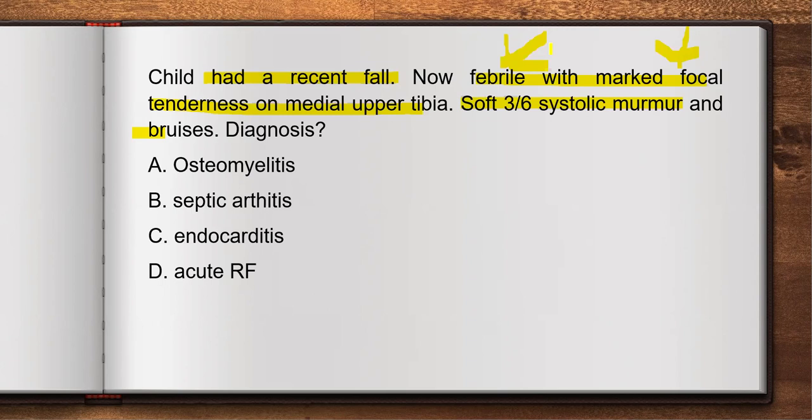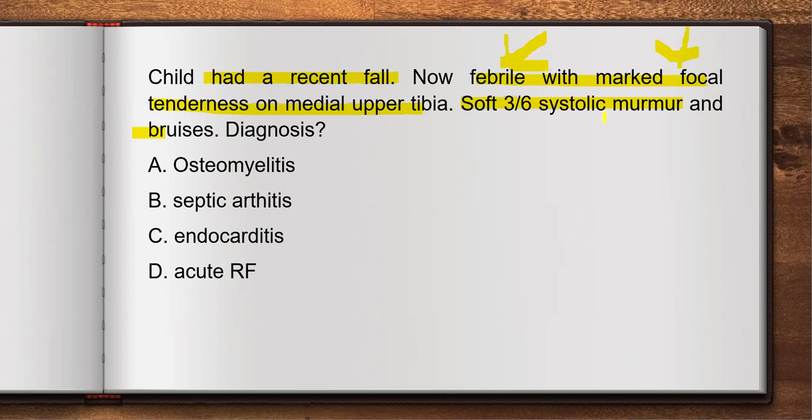Now, any child who comes to you with fever and tenderness in the bone, we need to rule out septic arthritis or osteomyelitis. How to differentiate between these two? If a child shows point tenderness or focal tenderness, that's the main clue for osteomyelitis. In septic arthritis, it will be joint tenderness, and it will be a diffuse tenderness, not a focal tenderness.